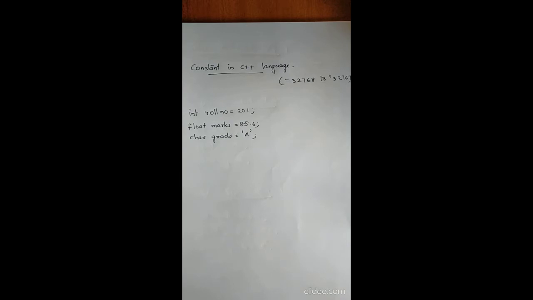And there are certain rules for constructing floating point constants. It must have at least one digit, and it must have a decimal point. It may be positive or negative, and also no comma or blank space are allowed in floating point constants.